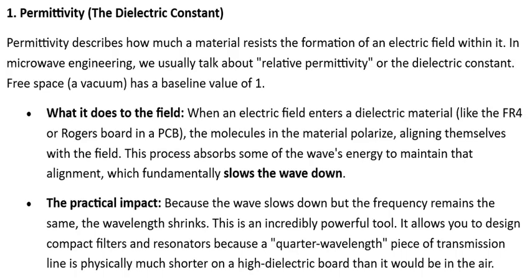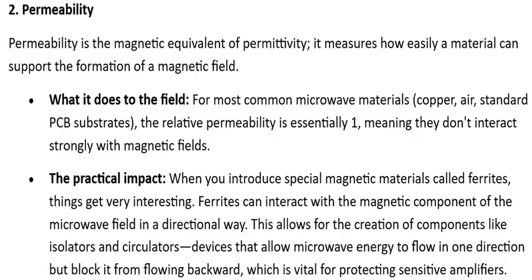This is an incredibly powerful tool. It allows you to design compact filters and resonators because a quarter wavelength piece of transmission line is physically much shorter on a high dielectric board than it would be in the air. 2. Permeability. Permeability is the magnetic equivalent of permittivity. It measures how easily a material can support the formation of a magnetic field.